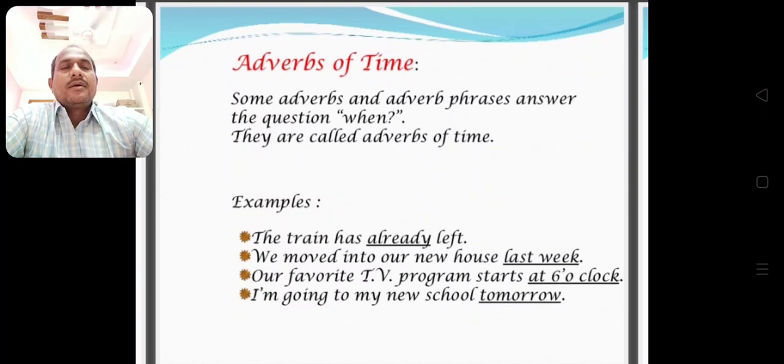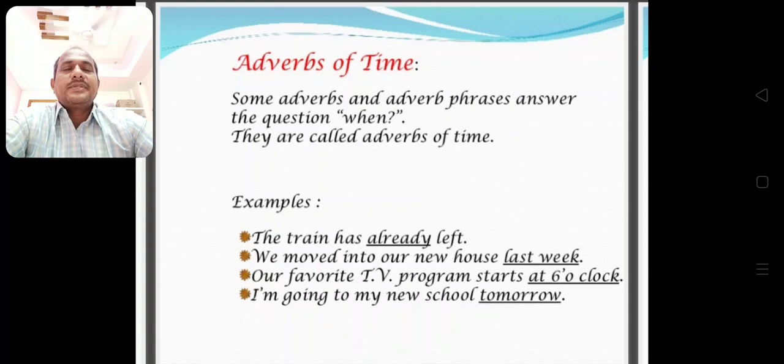Then we move on to adverbs of time. Some adverbs and adverb phrases answer the question when. They are called adverbs of time. Adverbs of time answer the question when.